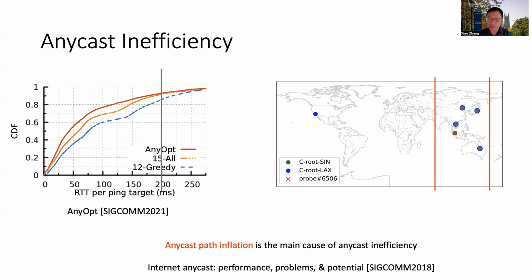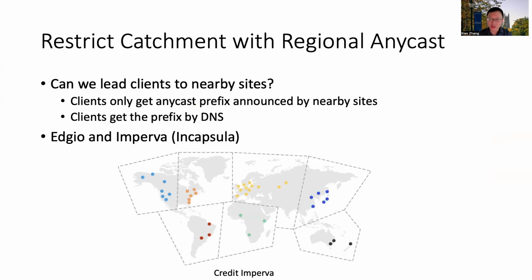Therefore, can we optimize Anycast performance by restricting the sites clients could reach? In this project, we found two large CDN providers, Agile and Improva, already implement such kind of optimization. To lead the clients to nearby sites, we can first announce a prefix from several sites which are close to the clients, then give that Anycast prefix to the client by utilizing DNS. This figure provided by Improva shows the paradigm.